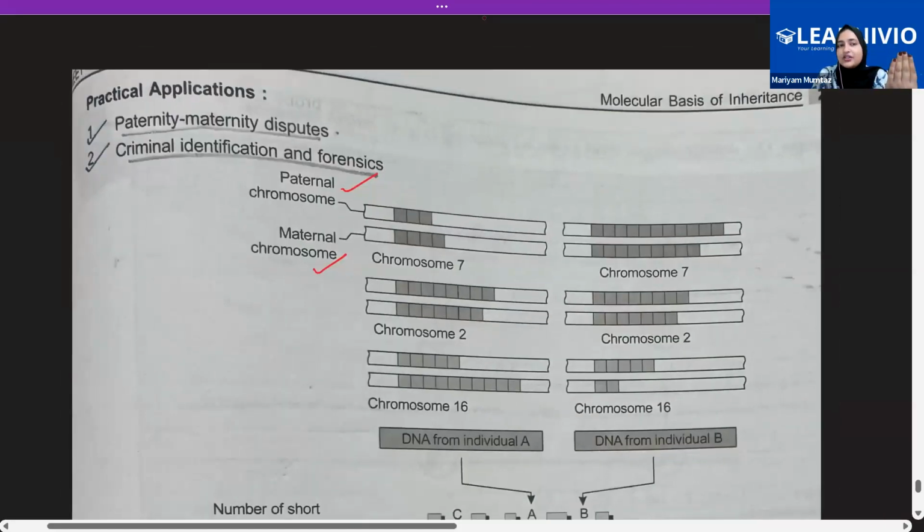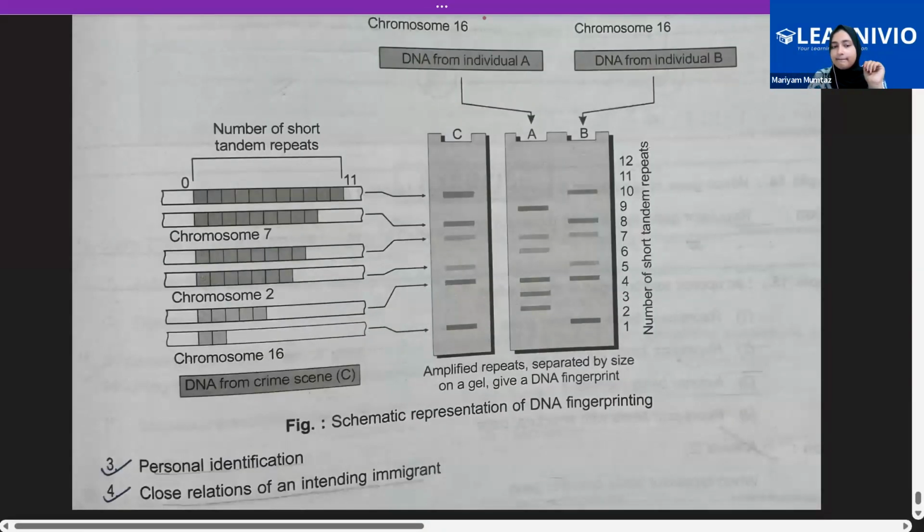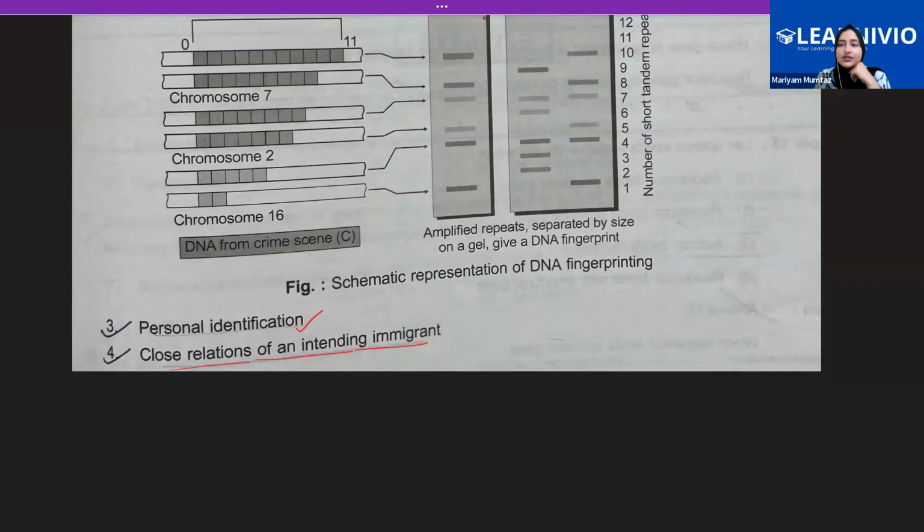So what are the applications of DNA fingerprinting? First of all, paternity-maternity disputes. In any dispute over whom the child belongs to, this is the perfect technique to find out. It's a perfect result. Second, criminal identification and forensics. This is clear, students? Then it is also used for personal identification and close relations of intending immigrants. So in general, to find out connectivity, DNA fingerprinting is almost the best technique there is.